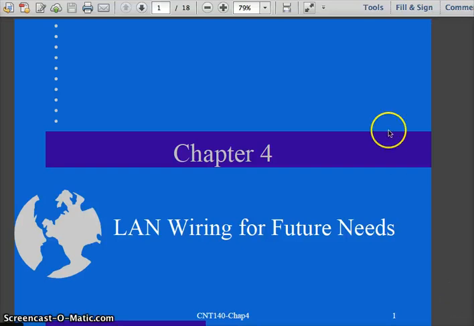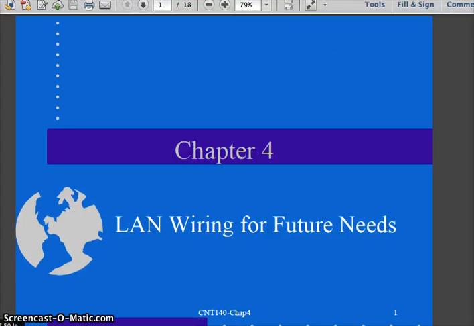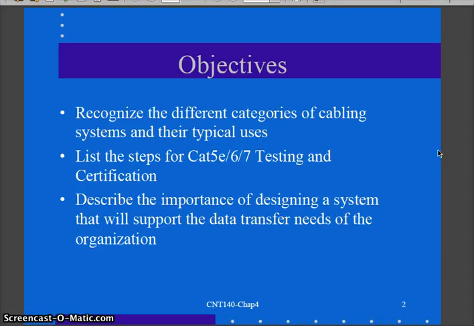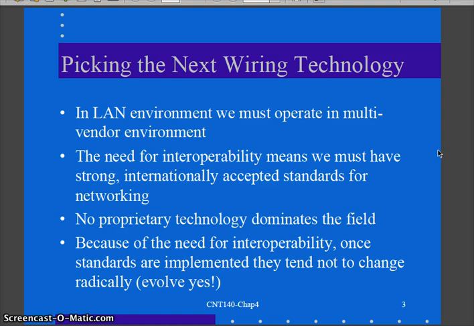All right, chapter 4 now. We're going to quickly talk on some of the ideas they mentioned in here. LAN wiring for future needs. So let's take a look. Picking the next wiring technology.